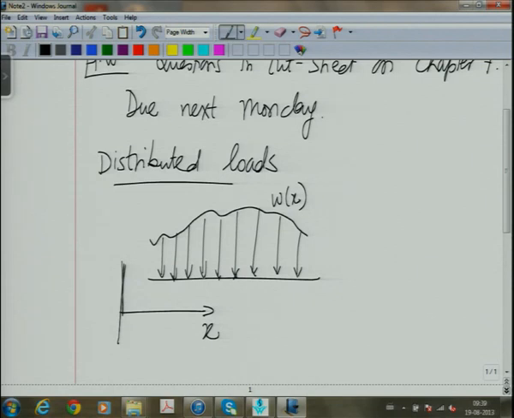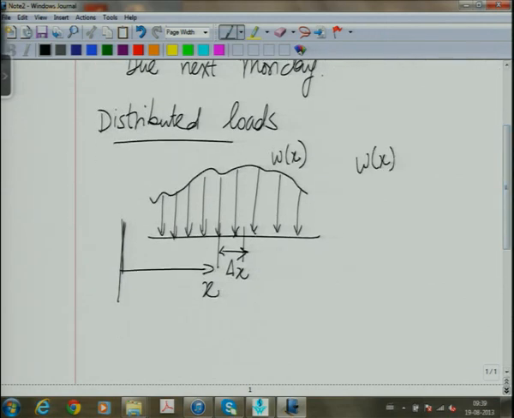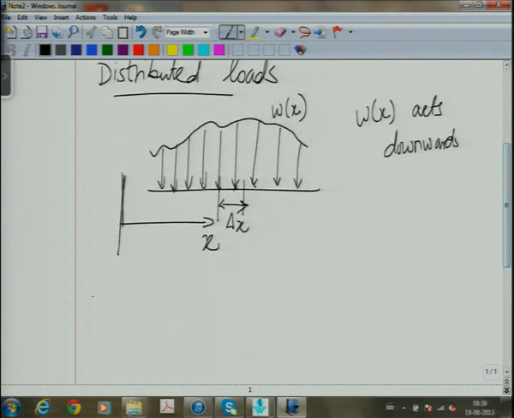So what we do is, let us consider a section of length delta x which is located at x from the point of start, or from the point where we are considering the origin of the coordinate system. So first let me make this load act downwards. So what we are trying to derive here are differential relations.